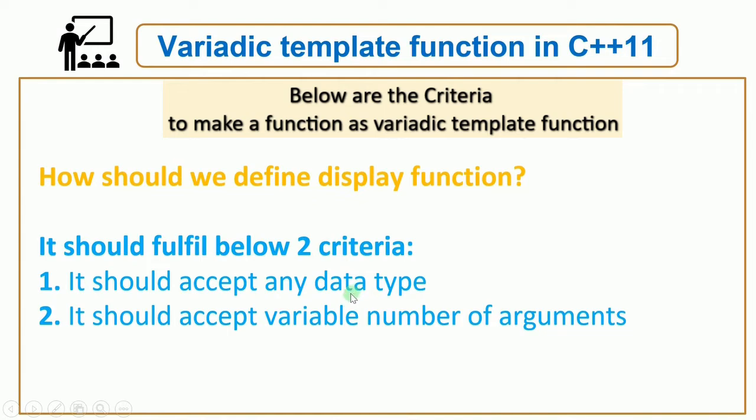It can be integer, it can be float, or it can be double, character, string, anything. It should accept any data type. That is the first criteria. And the second criteria is that it should accept a variable number of arguments. That is, it can either accept one argument, or two arguments, or three arguments, etc. So these two criteria it should fulfill.